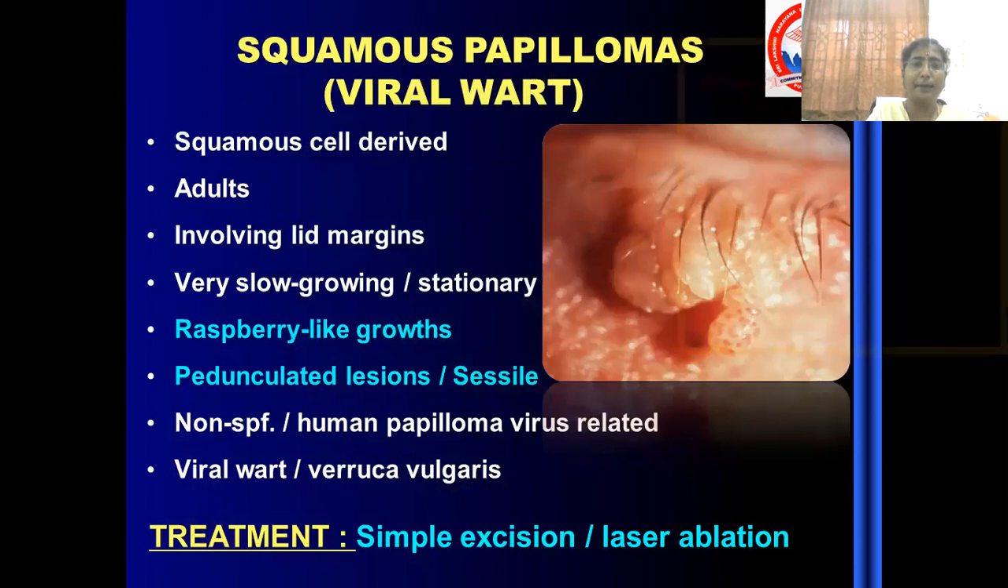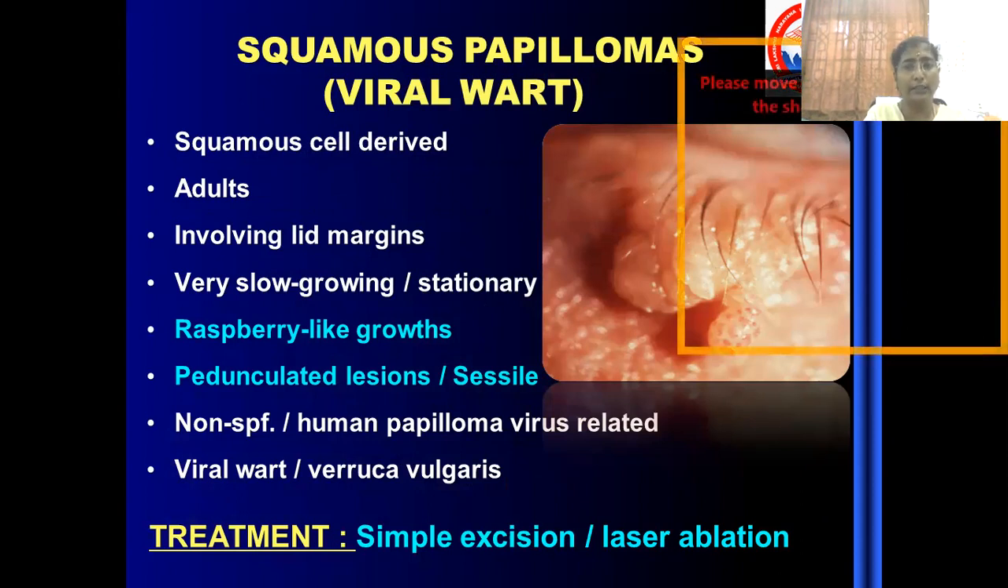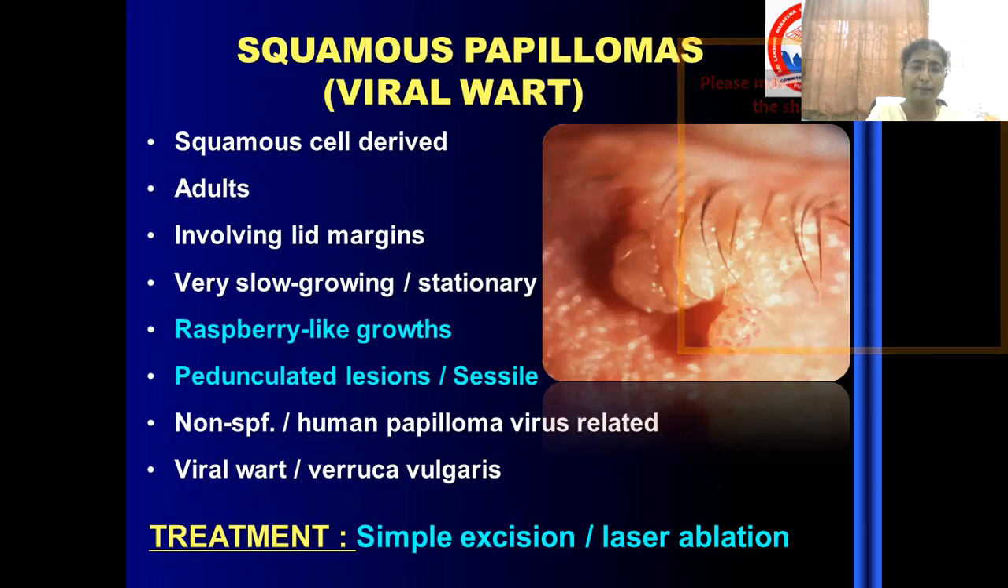Next are squamous papillomas, which we usually call viral warts. They are derived from the squamous epithelium. Usually it occurs in adults involving the lid margins. It is very slow growing or it can be stationary. These are raspberry-like growths. Again, it can be pedunculated or sessile. Human papilloma virus is involved. It is called viral wart or verruca vulgaris. So what is the treatment? You can simply excise it, or you can do some laser ablation.